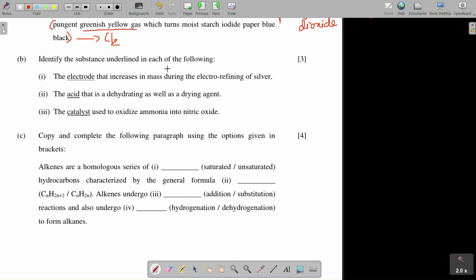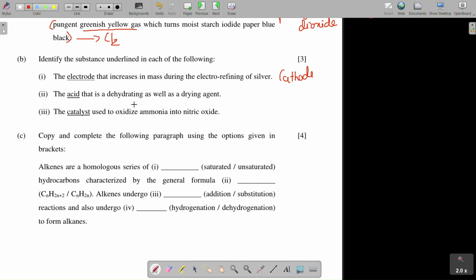Identify the substance underlined in each of the following. The electrode that increases in mass during the electro refining of silver. Whatever it is, the electrode whose mass increases is always the cathode, because metal ions will always come and deposit on the cathode. Irrespective of whether you're doing electro refining or electrolysis, it should be your cathode.